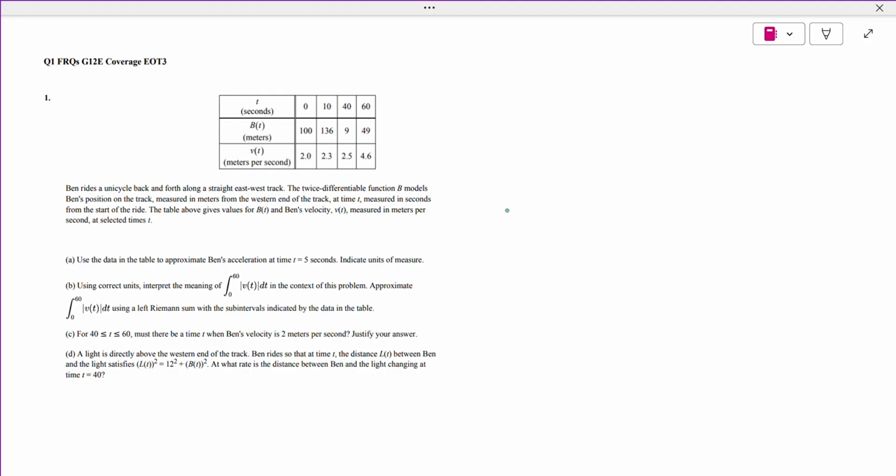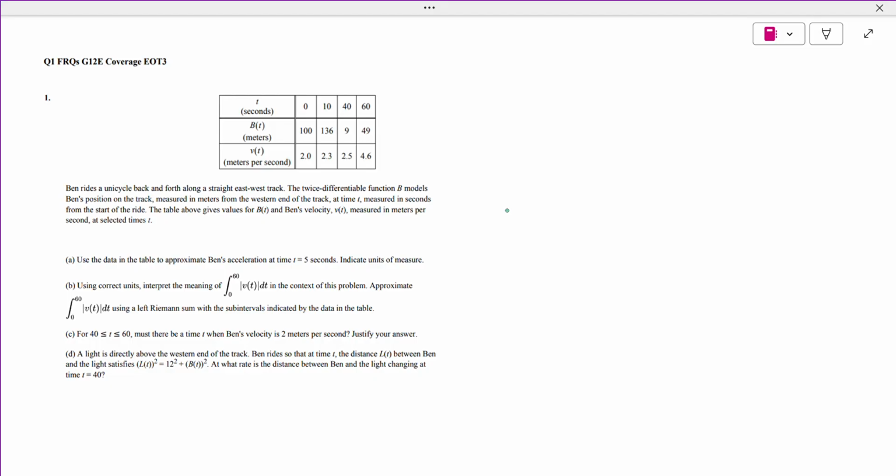So the first question is about lesson 6.2. This file has many questions. Some of them are multi-part, some of them are single parts. So please go through all the questions, okay? So let's begin with the first one.